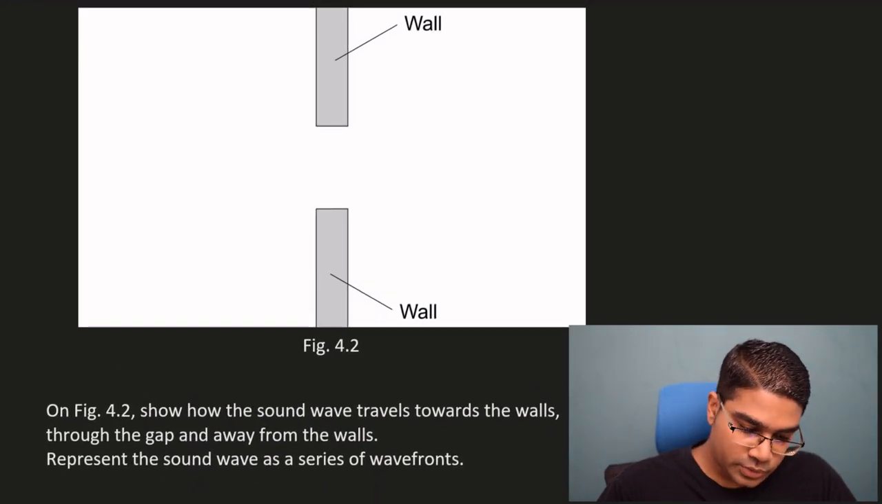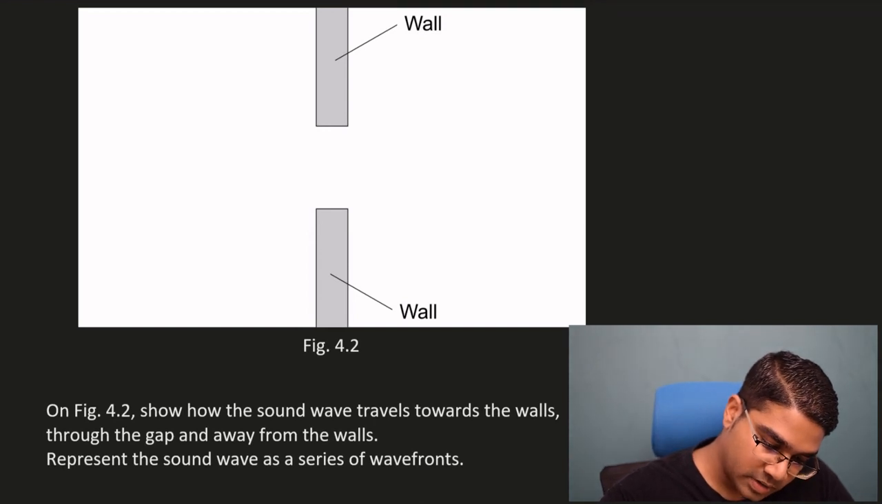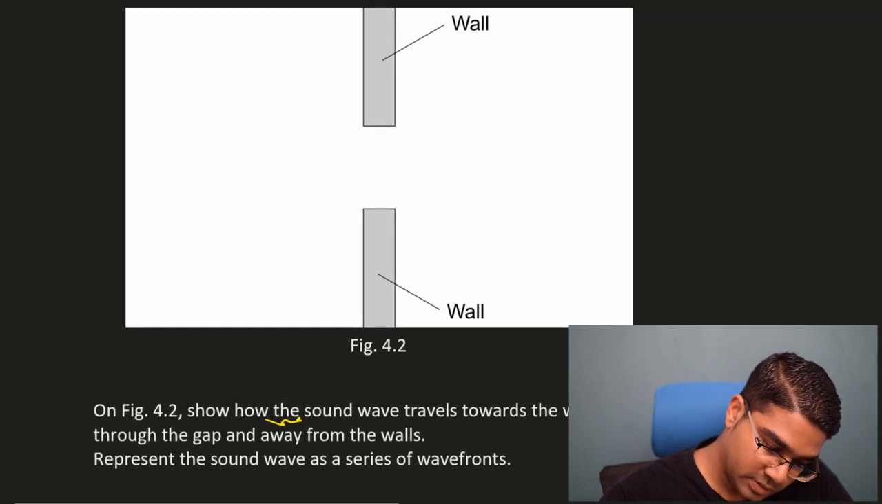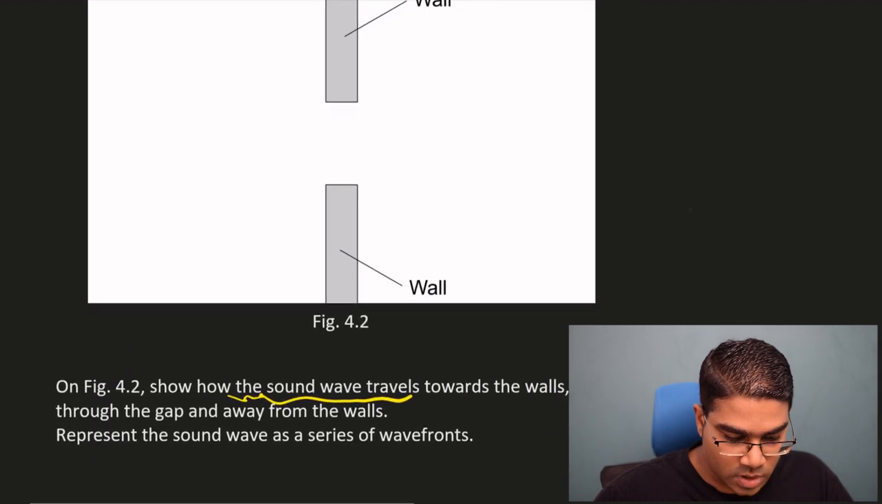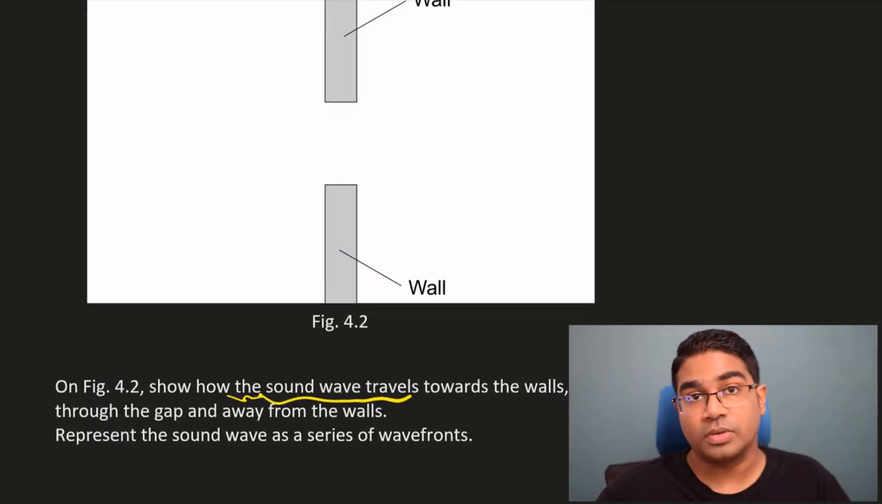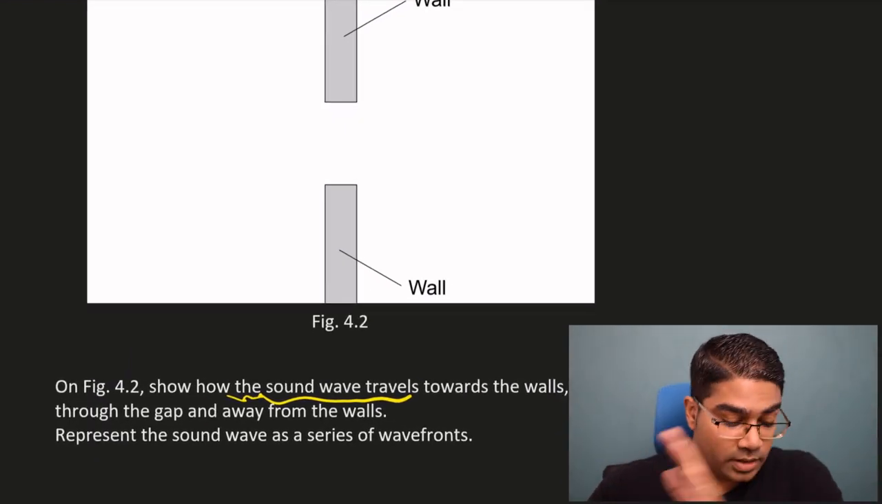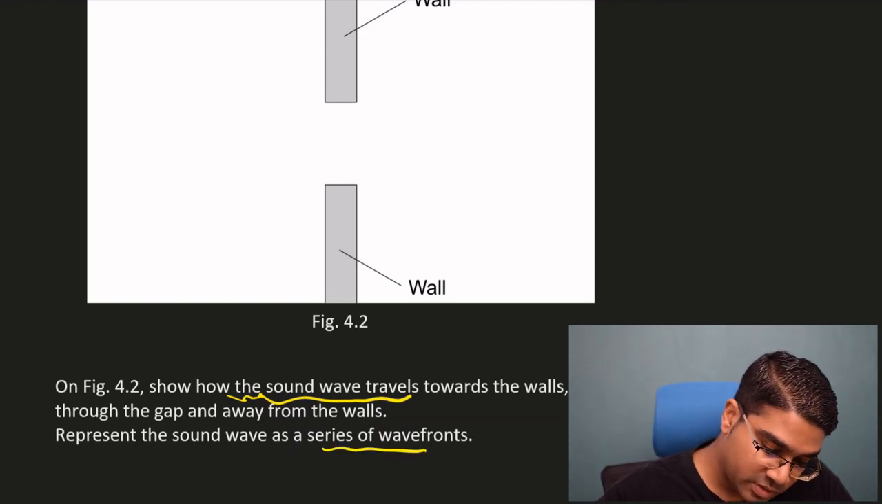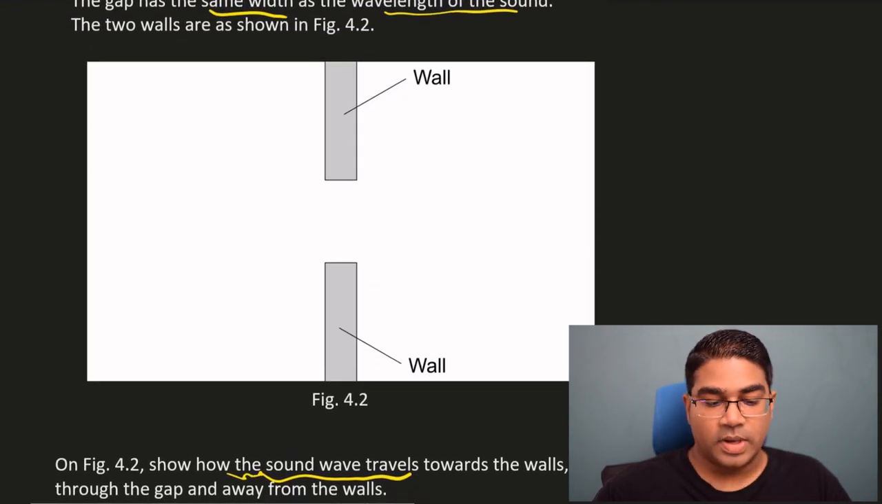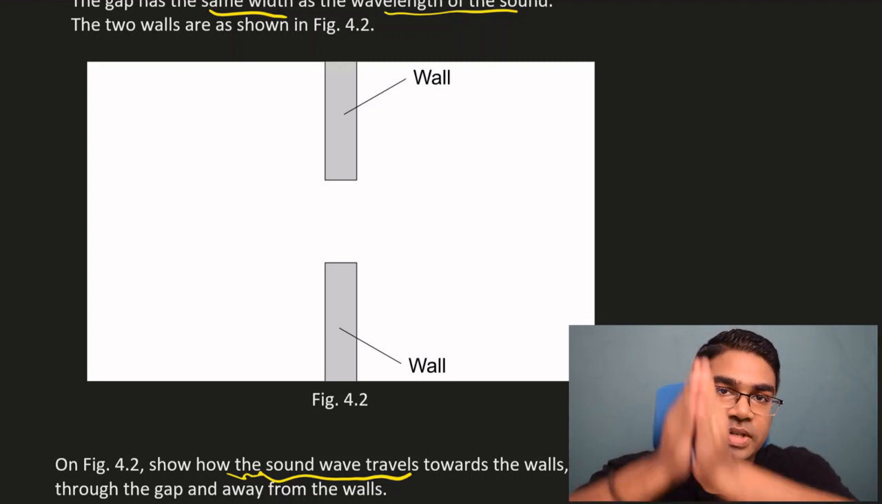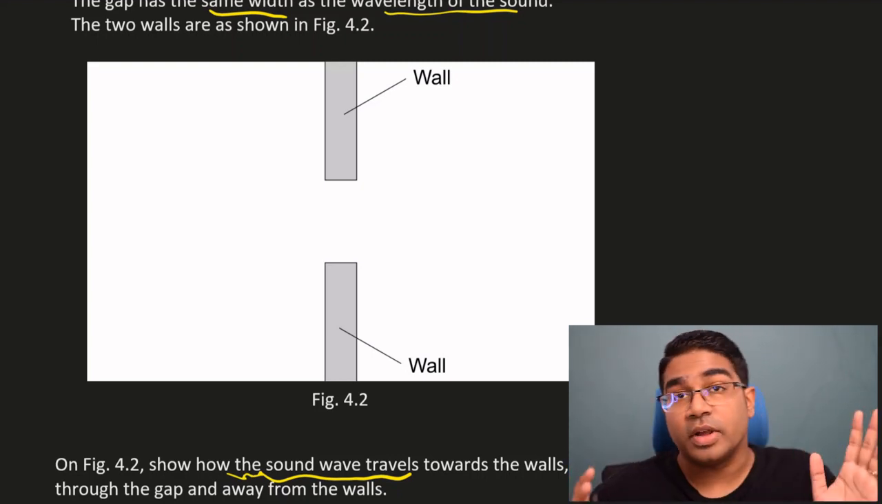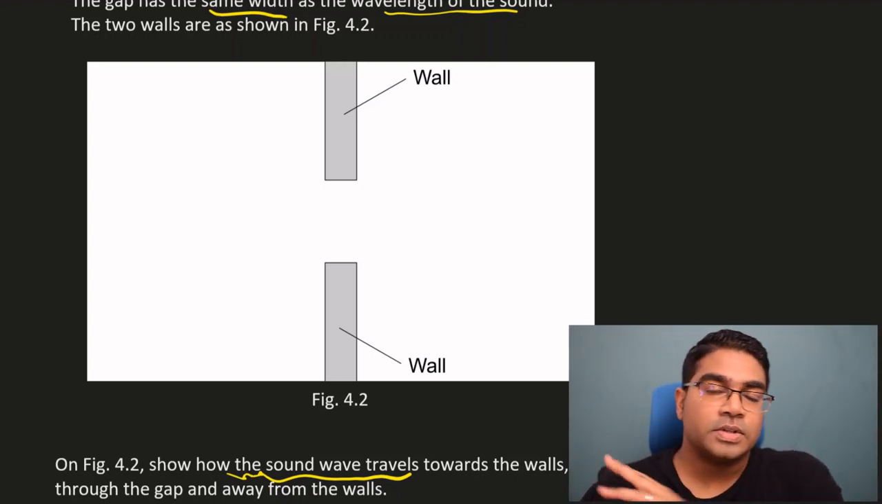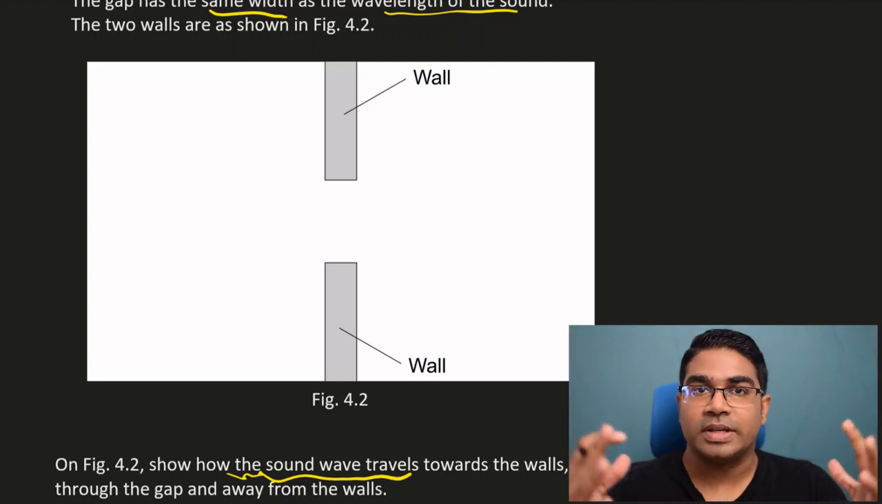On figure 4.2, show how the sound wave travels. Show how the sound wave travels towards the walls, through the gap, and away from the walls, so all the way from the beginning to the end. Represent the sound waves as a series of wave fronts. So we are just going to use lines to represent the wave fronts as they travel through the gap. First of all, let's think about what is the phenomenon that is involved here.